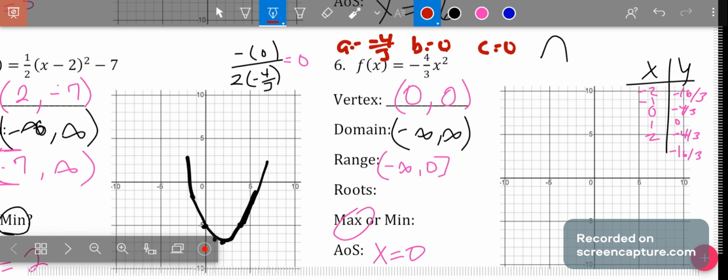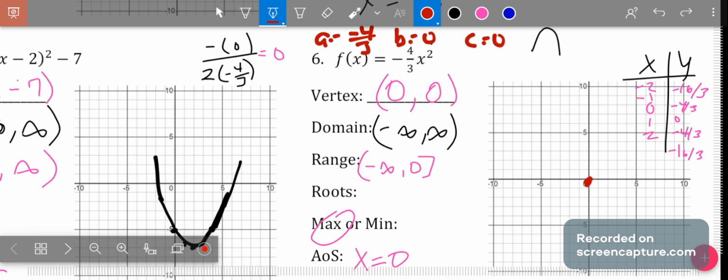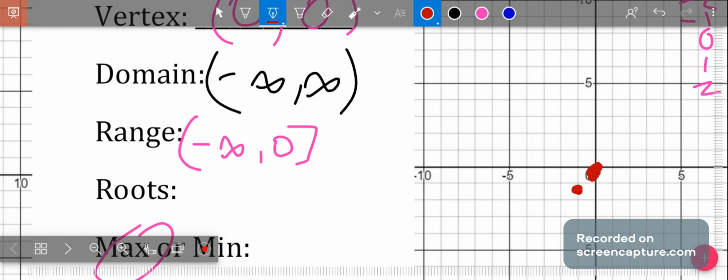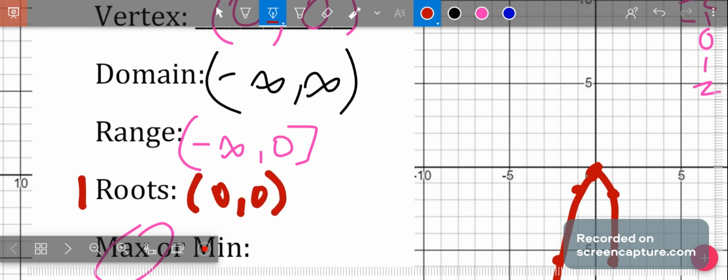My vertex is going to be at 0, 0. When I go to -1, that's -4/3, or -1.33. So maybe about right here. And then -16/3 is going to be -5.33. So maybe here. And then we'll graph the same thing as we go through. In this case, we're only going to have one root, and that happens to be the vertex that is sitting at 0, 0.